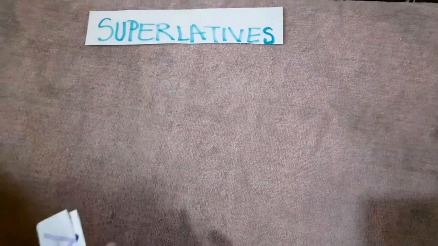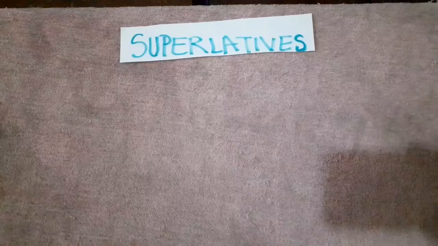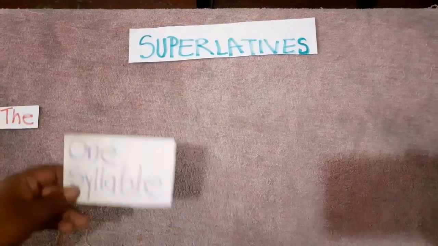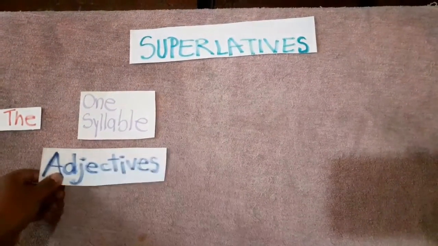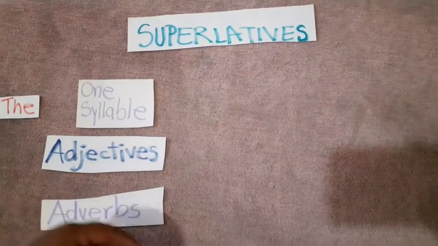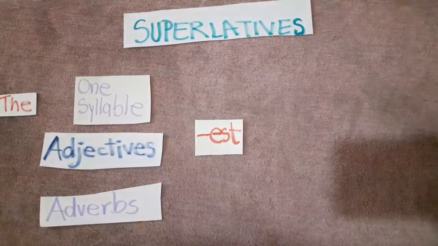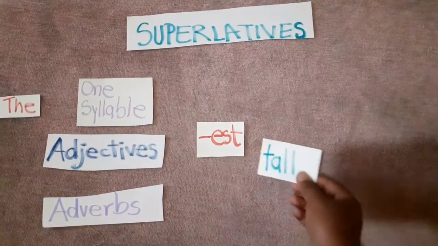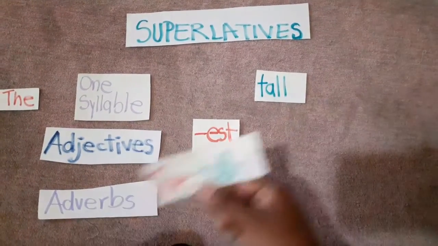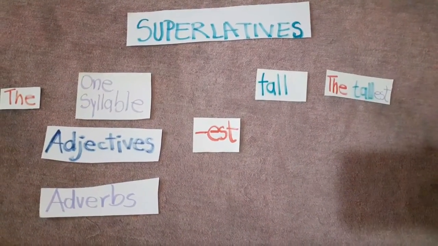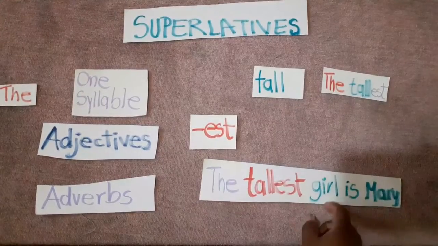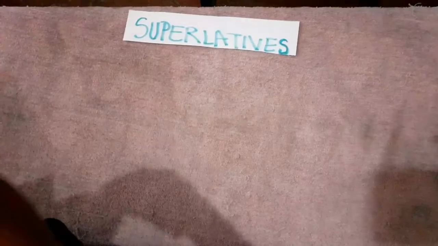Superlative adjectives or adverbs are formed as follows: the article the, plus one syllable adjective or adverb plus est. In this way, tall, the tallest. For example, the tallest girl is Mary.